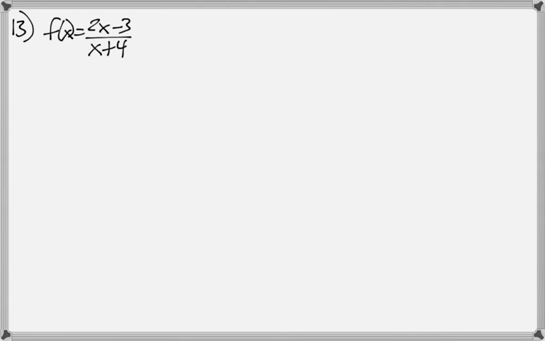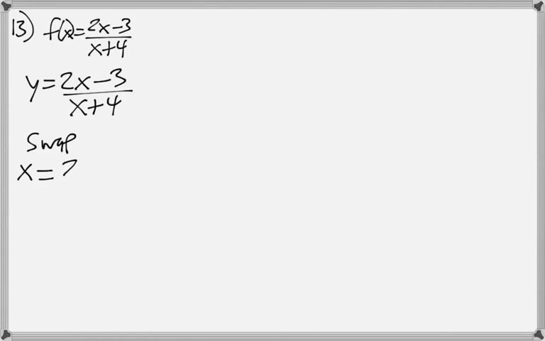Number 13, this could be a long one because I see that we have two x's here, and those usually take a little bit longer. So my first step is going to be to take it out of functional notation. My next step is going to be to swap the x and the y's. So I have x is equal to (2y minus 3) over (y plus 4).